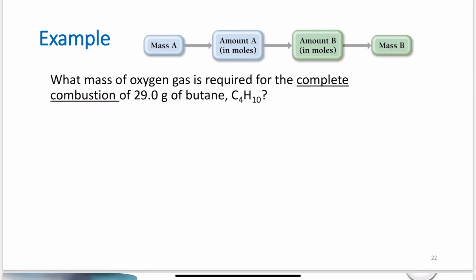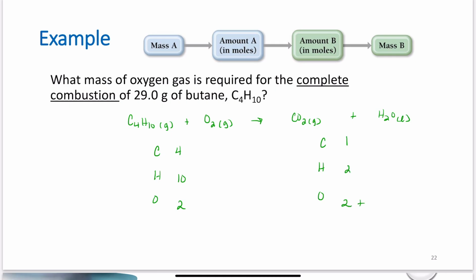Okay, what mass of oxygen gas is required for the complete combustion of 29 grams of butane, C4H10? Here's one I will not give you the reaction for. This has all the information you need to be able to predict that reaction. So C4H10 is undergoing complete combustion, which means it's going to react with O2 gas to form CO2 and water. Carbon, hydrogen, oxygen, carbon, hydrogen, oxygen. I have 4, I have 10, I have 2, I have 1, I have 2, 2 plus 1 is 3.